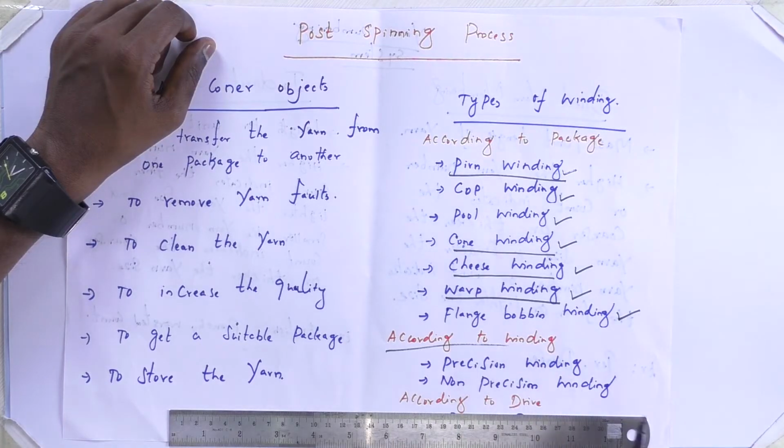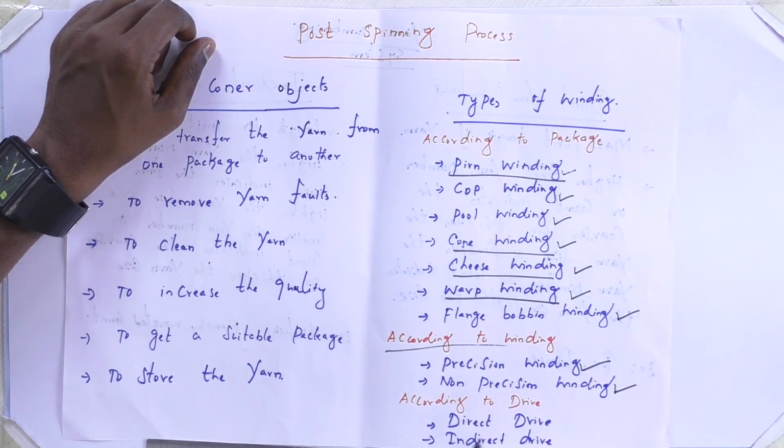According to winding, there are two types possible. The first one is precision winding and non-precision winding. And according to drive, direct drive and indirect drive. Direct drive means the package is positively driven by pulleys and wheels. Indirect drive means by drums. Normally cone winding is carried out by the surface contact principle. The package is rotated with the help of the surface contact principle. So this is called the indirect bobbin drive principle. These are all the different types of winding used in cone winding machines.